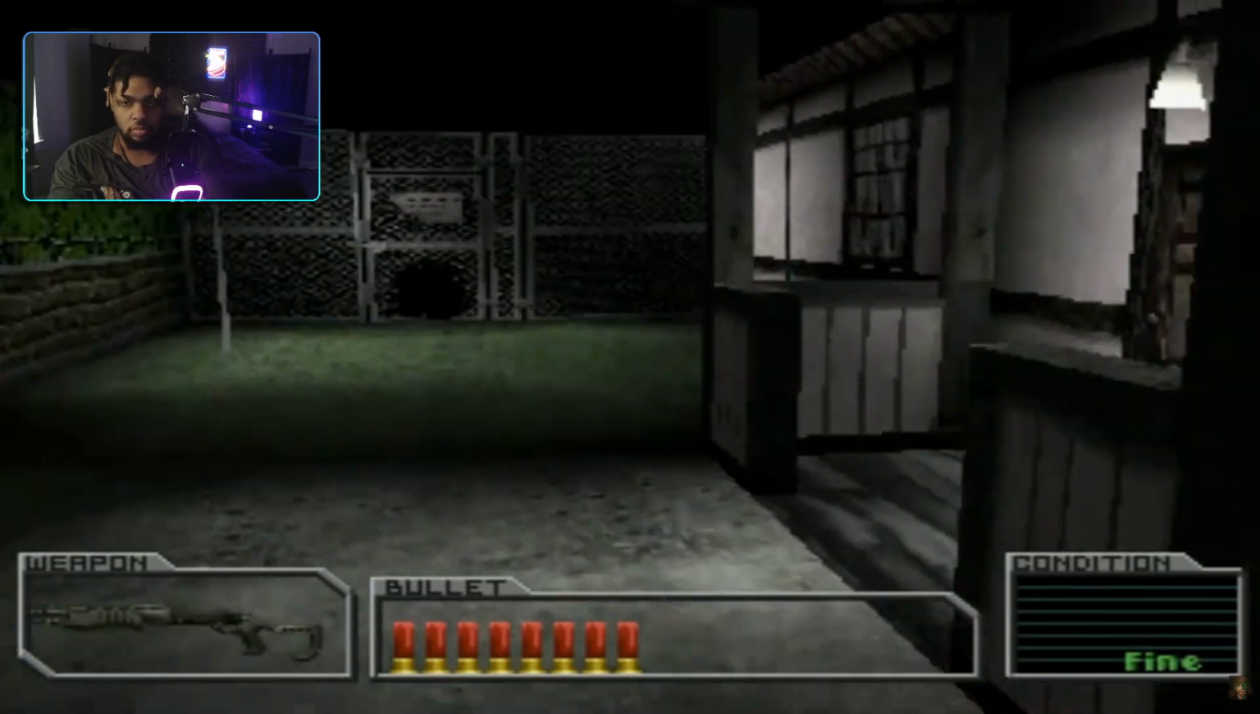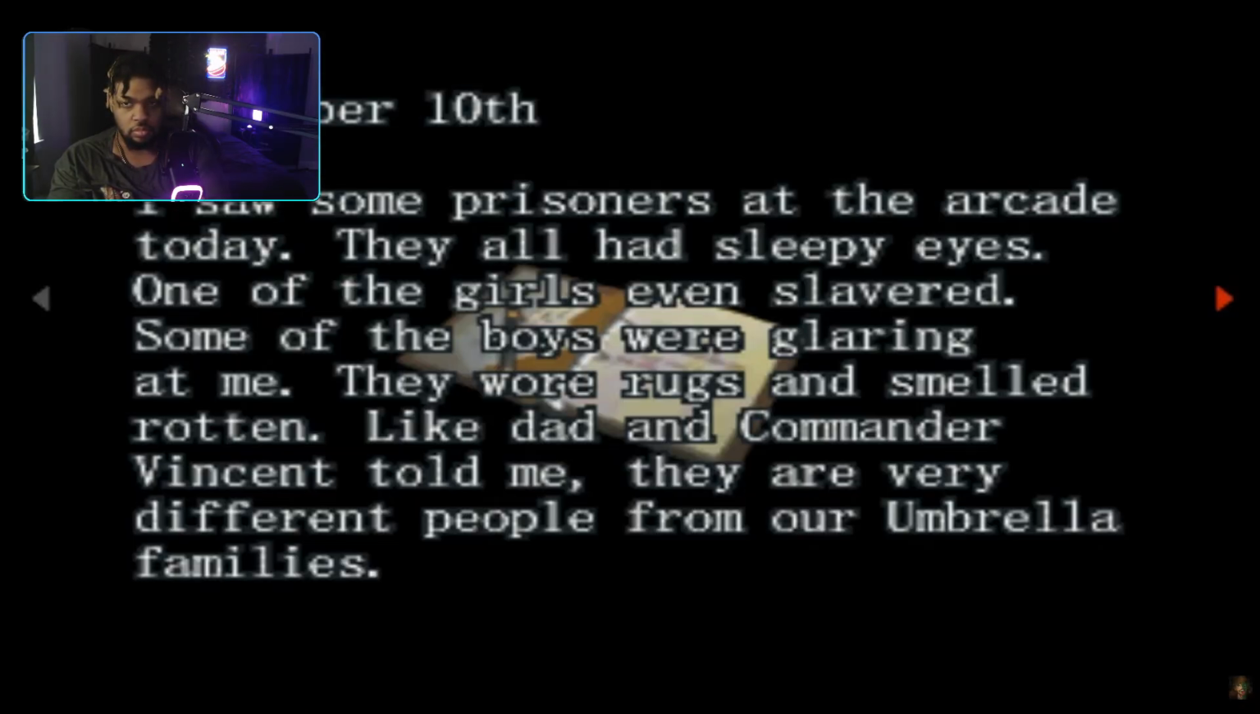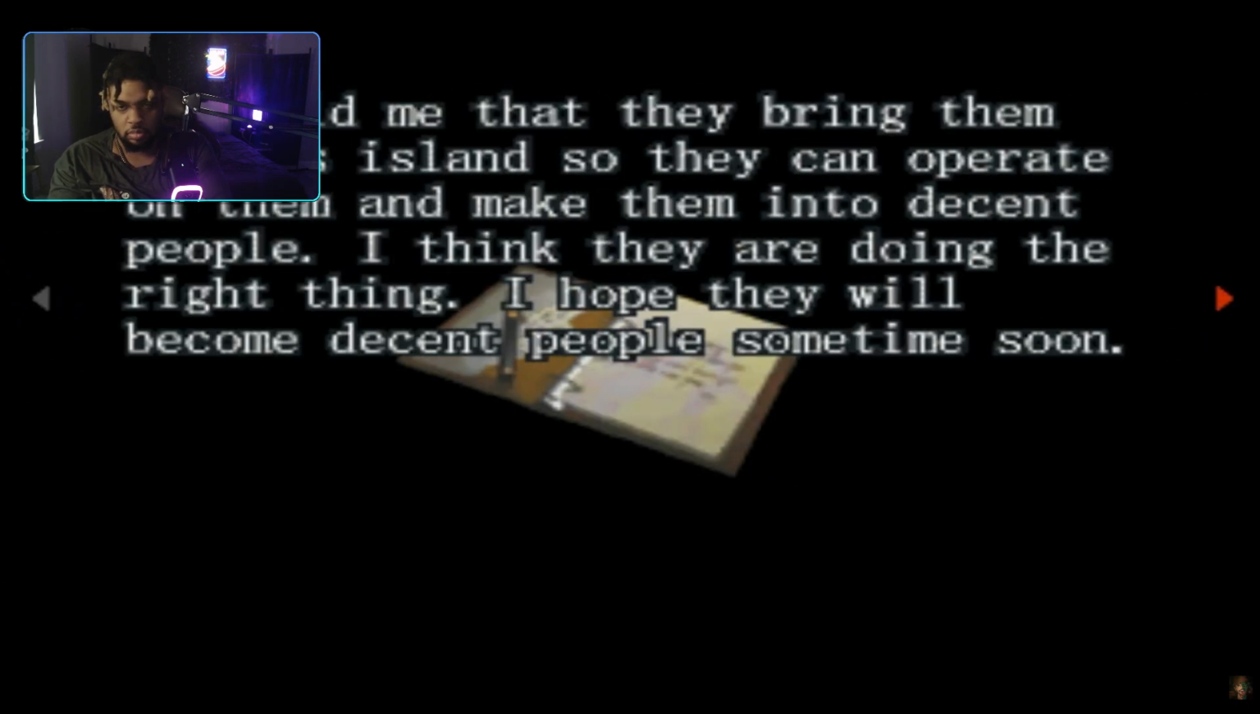Going after the two, Vincent manages to track them down to their parents' house. Inside, he's able to find Lot's diary, and reveals that Lily and Lot's parents were Umbrella researchers, and the two children would go to the arcade. Lot comments that the people there, the subjects, looked sleepy, wore rags and smelled rotten. Lot's father would lie and say that Umbrella brought the young people there so they would receive treatment and become decent people.